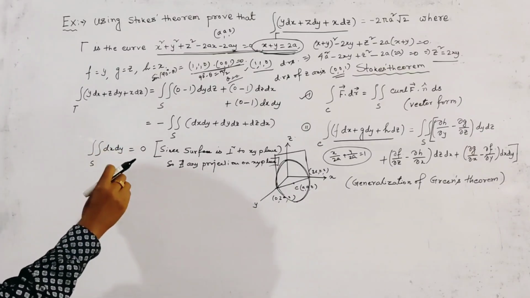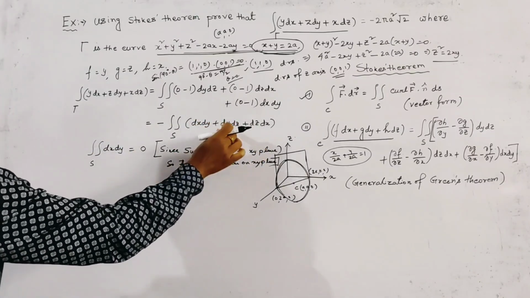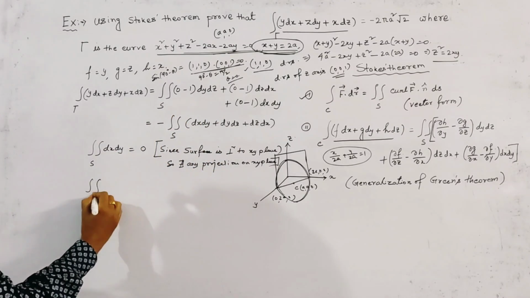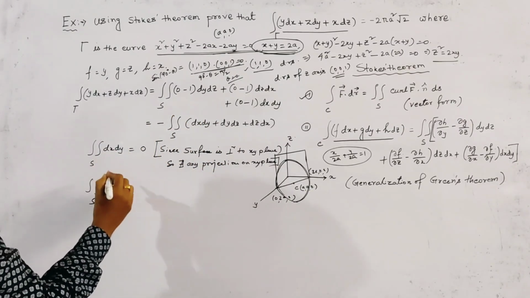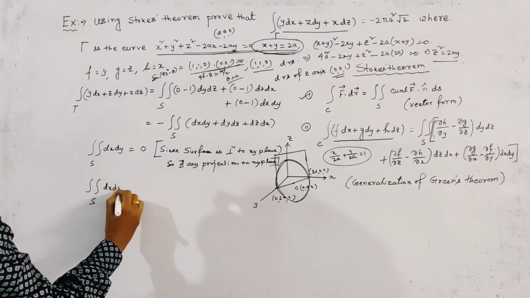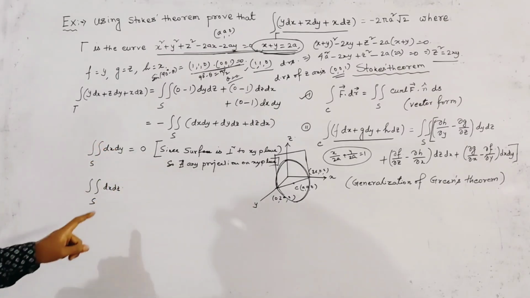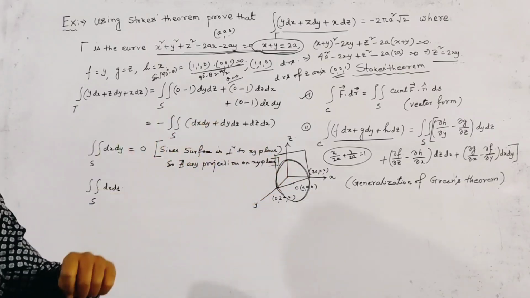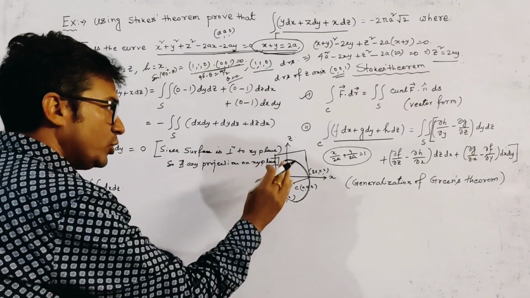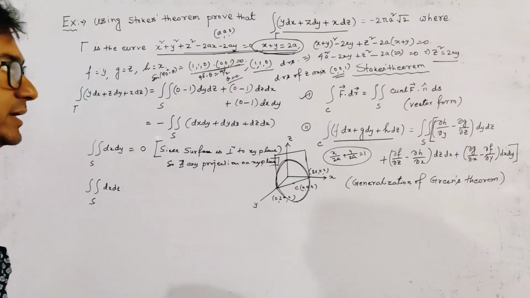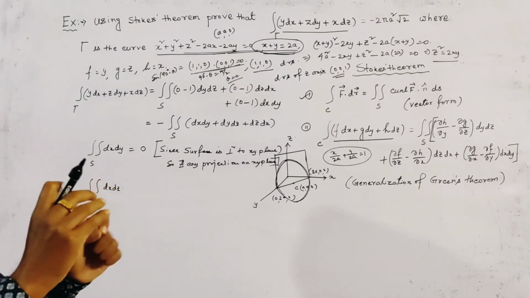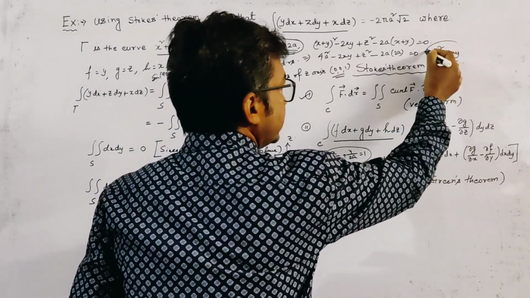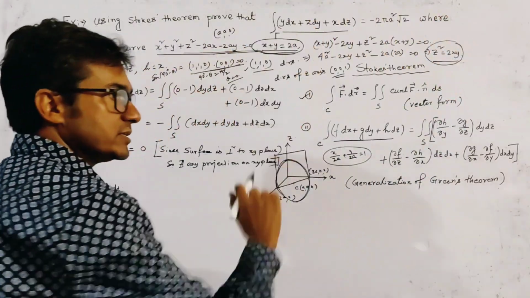Now we go to the third integration, and then we get the second integration. For the third integration, this is the integration over S of dx dz. Now we have to project this surface on the xz plane, and the equation of the surface of projection is given from this intersection. We already found the intersection.